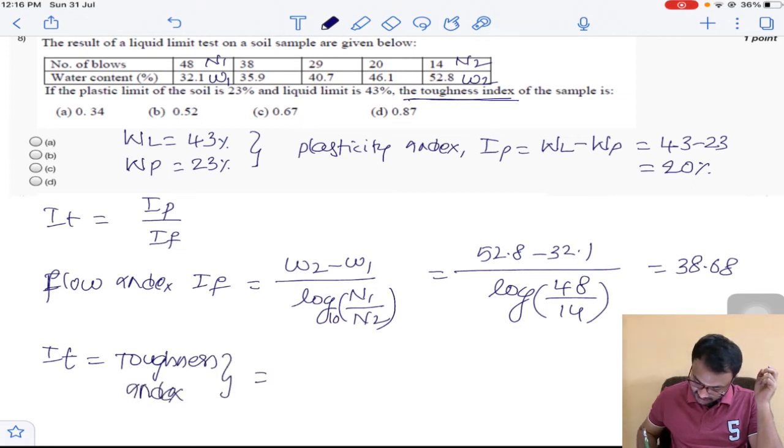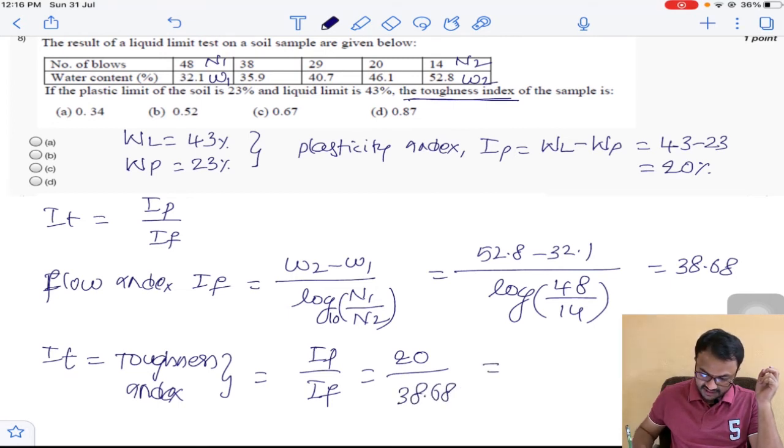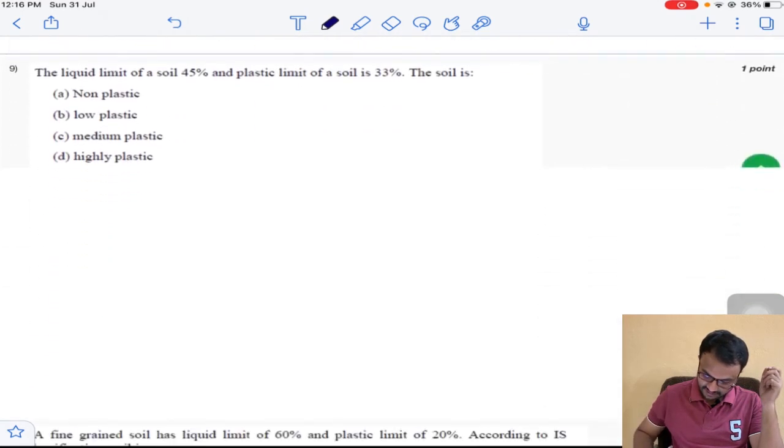And then toughness index IT is equal to, IP is 20% and IF is 38.68. This will be equal to, you will get 0.52. Clear? So the toughness value is equal to 0.52. So from the options, B is correct. Okay. Next question.